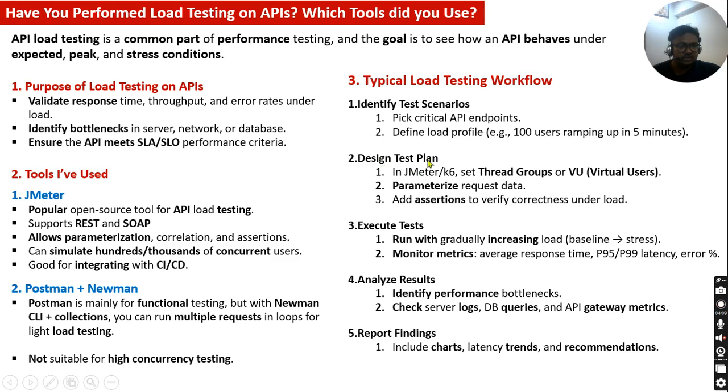Okay, so design your test plan. Then execute your test cases, run with gradually increasing load, as I told you, right, from the baseline to stress, and from stress to baseline. Monitor the metrics like average response time. These are the couple of parameters that you will see in JMeter, which will help you to do the performance testing and to identify if they are performing good or not.